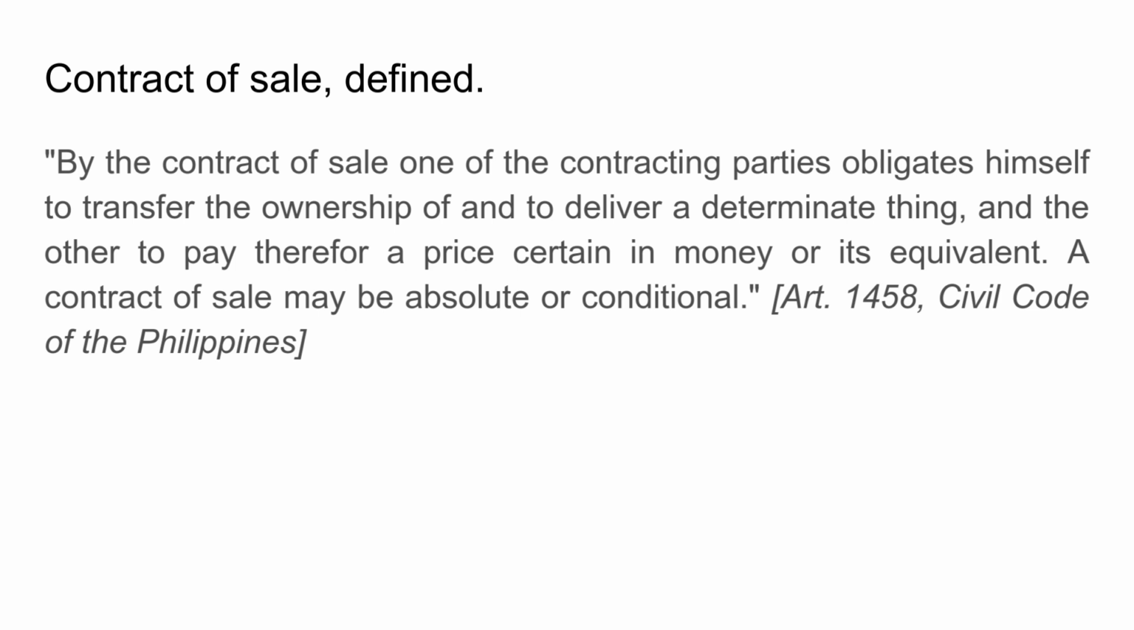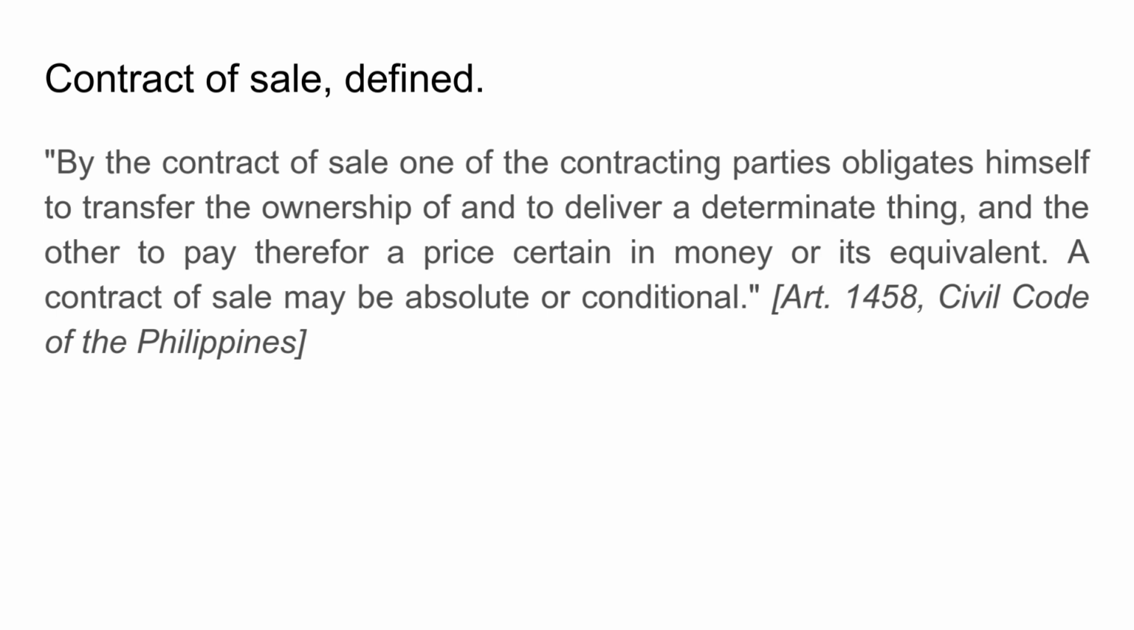A contract of sale is a consensual agreement where one party, the seller or vendor, binds himself to transfer ownership of and deliver a determinate thing, and the other party, the buyer or vendee, binds himself to pay a price certain in money or its equivalent. Article 1458 of the Civil Code provides: "By the contract of sale one of the contracting parties obligates himself to transfer the ownership of and to deliver a determinate thing, and the other to pay therefor a price certain in money or its equivalent. A contract of sale may be absolute or conditional."